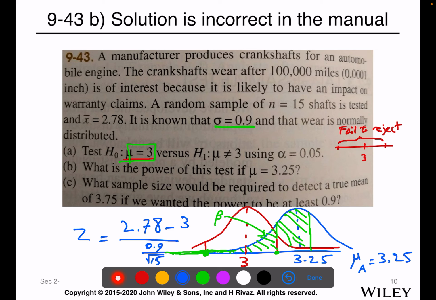Because in the crib sheet, it goes mu minus mu naught. So which one is mu naught? So this is mu naught. Mu naught always corresponds to the null hypothesis H0. Okay.